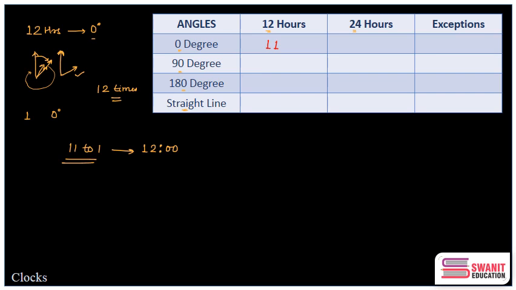So this is one exception I will be pointing out, that is at 12 o'clock, or between 11 to 1, it happens only once, and therefore instead of 12 times it should be 11 times. Now because in 12 hours it is happening 11 times, in 24 hours it will happen 22 times, exactly double of the 12 hours situation. Let's talk about 90 degree now.